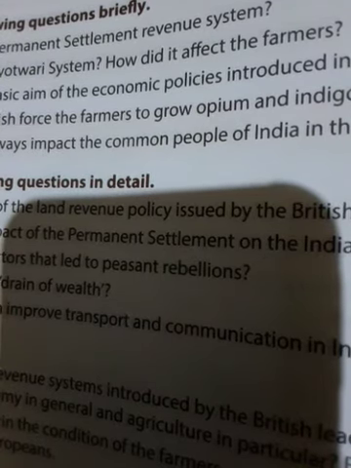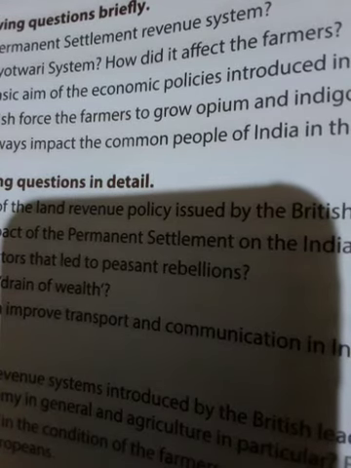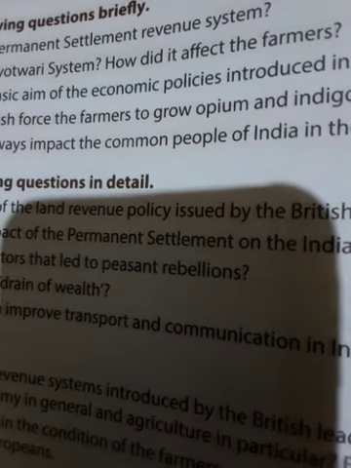Question 1. What was the Permanent Settlement Revenue System? Answer. The Permanent Settlement Revenue System was introduced by Lord Cornwallis in 1793. According to this system, the land was given to the highest bidder and with time, he became the owner of the land. This system was introduced in Bengal, Orissa and Andhra Pradesh.